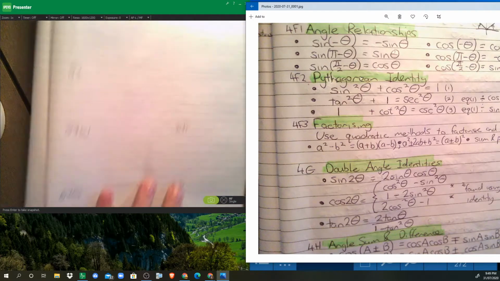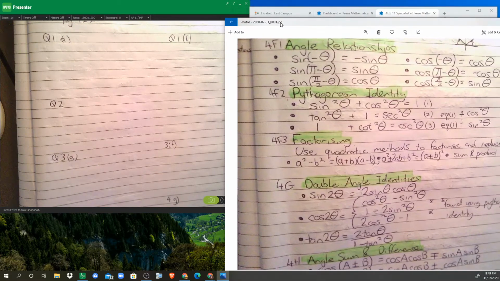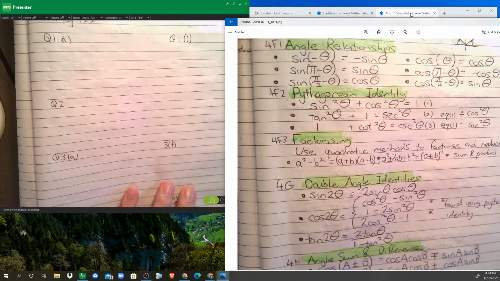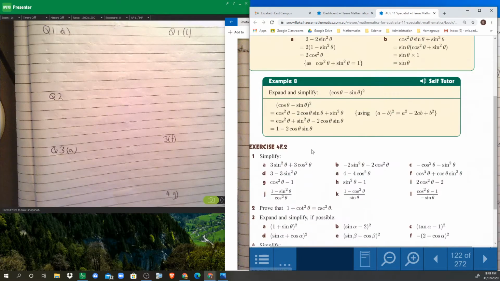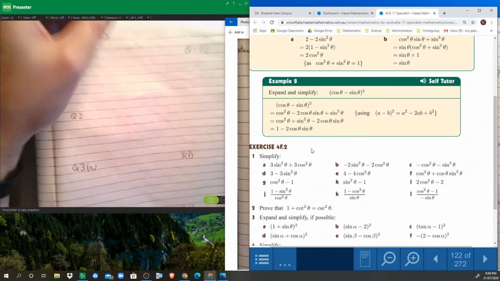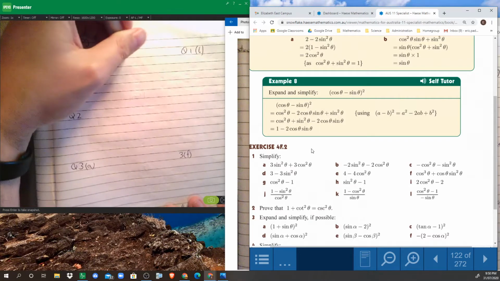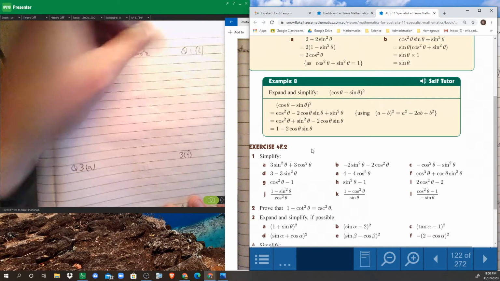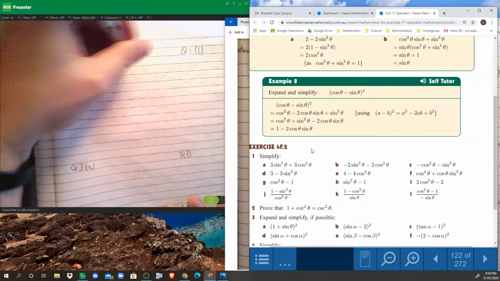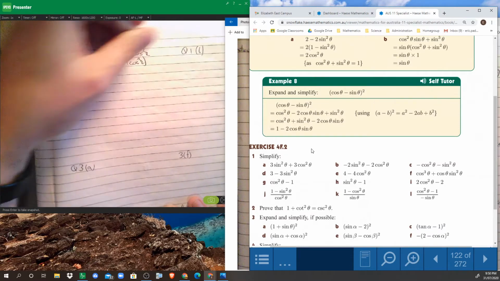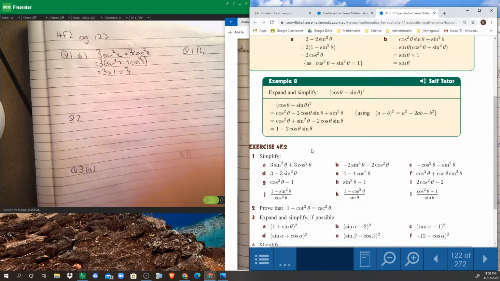All right, moving on. Making good progress. I just did a bunch of 2F1, and now we've got 2F2. For 2F2, we're using the Pythagorean identity. Simplify: 3 sine squared x plus 3 cosine squared x. Now, I can just take out the 3, sine squared x plus cosine squared x. That part's going to become 1. So you have 3 times 1 equals 3. Done. All right, let's jump down to L.